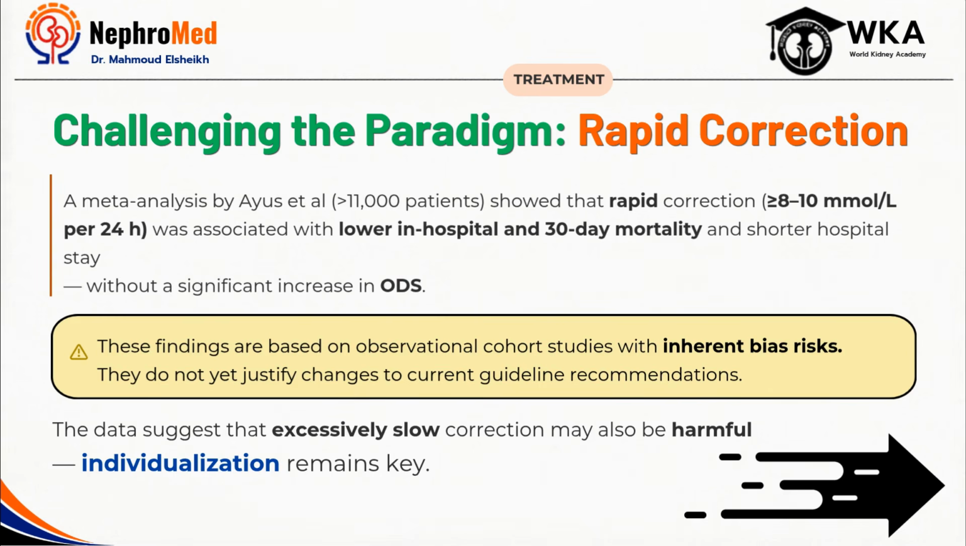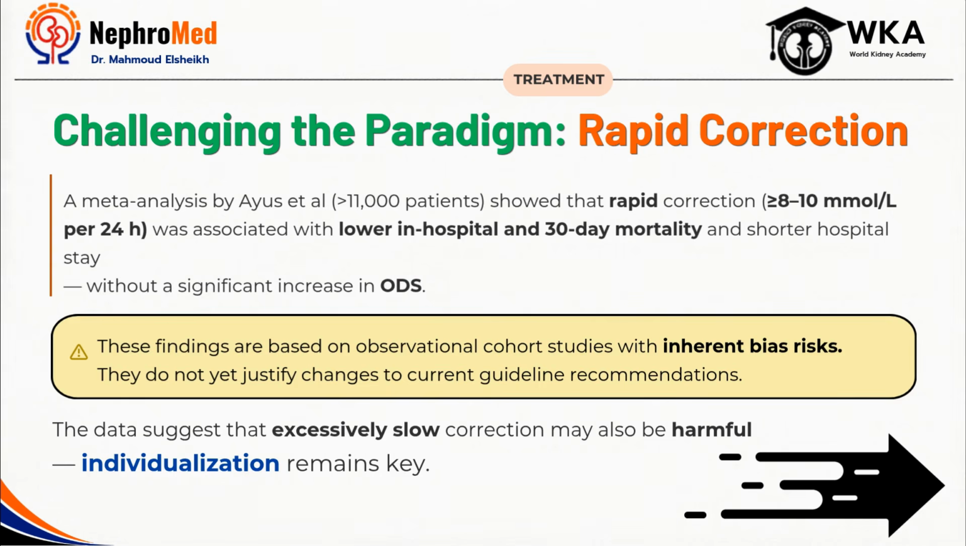But we have to interpret these findings very carefully. These studies are observational cohort studies, not randomized controlled trials. So there are important limitations, including selection bias and confounding factors. For example, patients who corrected faster may simply have had more reversible disease, better physiology, or better overall response to treatment. So at the present time, these findings don't justify abandoning current guideline recommendations and correction targets.